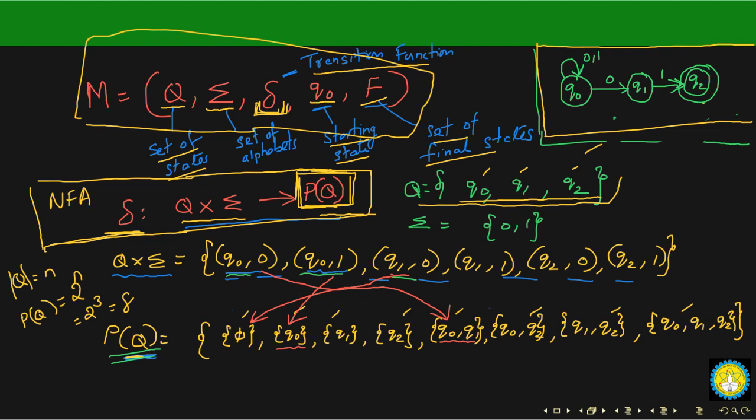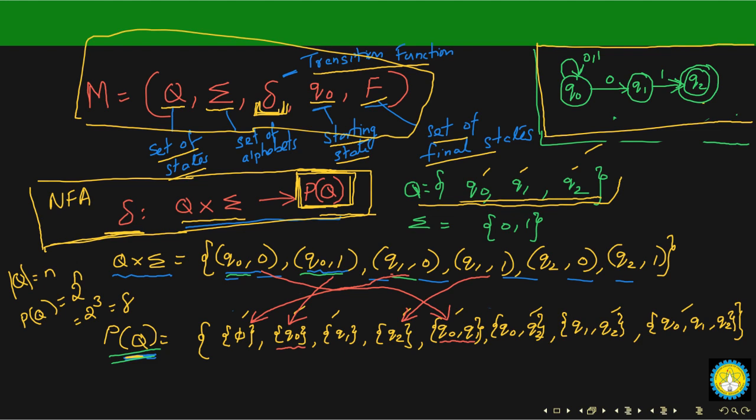And what about (Q1, 1)? You can see that (Q1, 1) goes to Q2. So Q1 upon 1 is defined, and the transition is going to Q2. So (Q1, 1) has to be mapped to Q2. Q2 is here, right? So I can map (Q1, 1) to Q2. So far I have mapped 4 items.